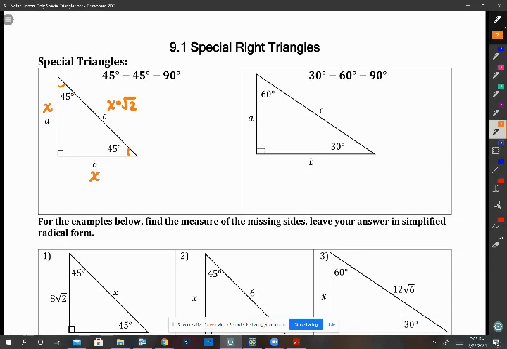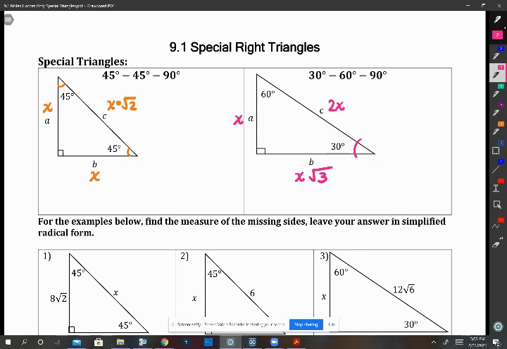And a 30, 60, 90 is a little bit different. So if this is the 30 degrees, the one across from 30 we're going to call X. The C value is always 2 times X, or the length of A. And then the B value is your X value, or the length opposite 30, times the radical 3.